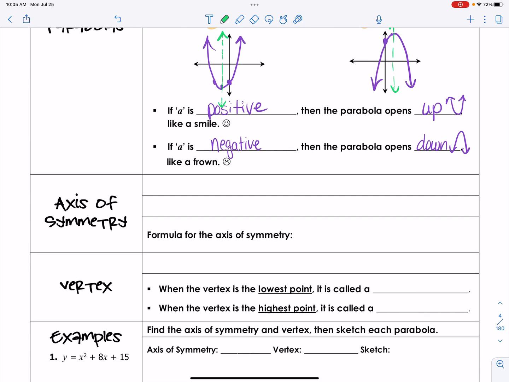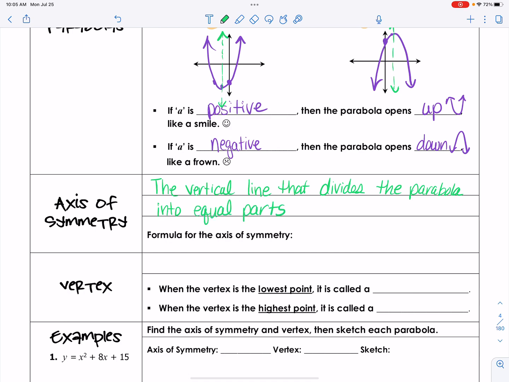And what is the line of symmetry? It is the vertical line that divides the parabola into equal parts.